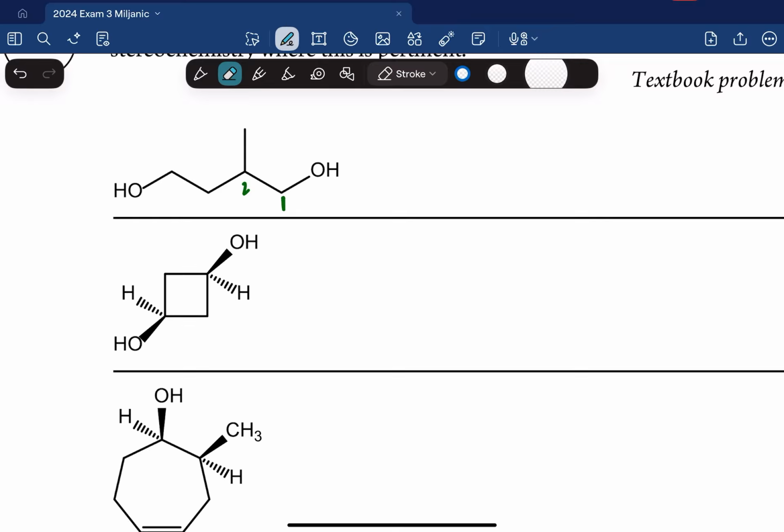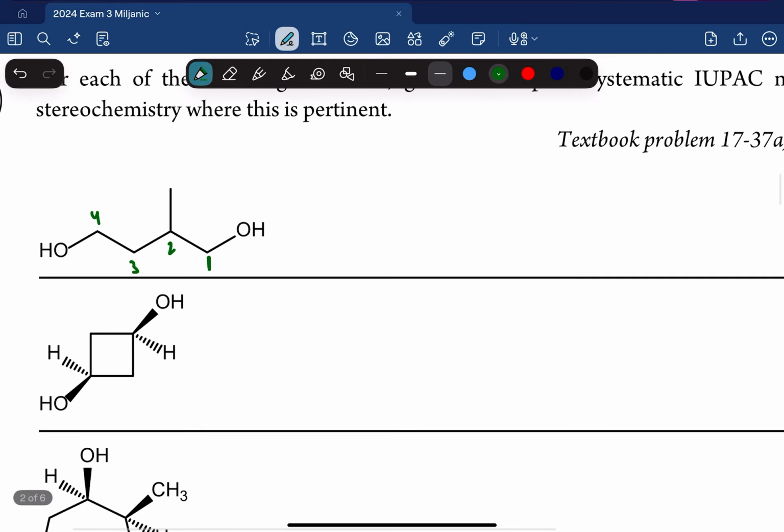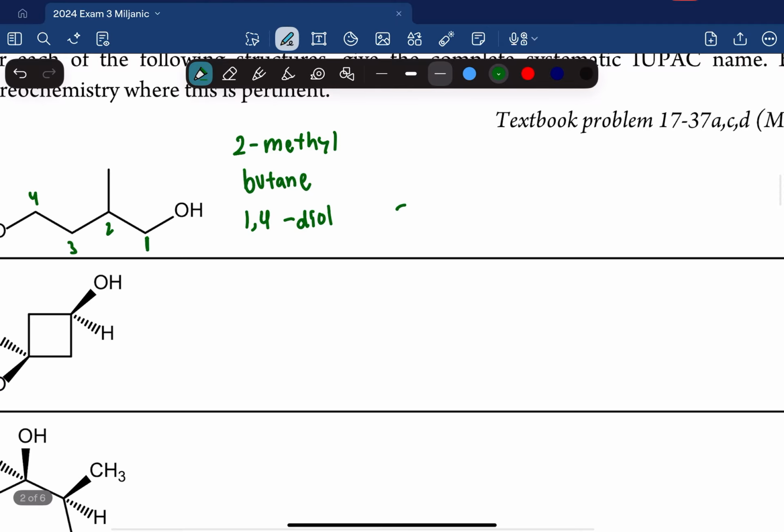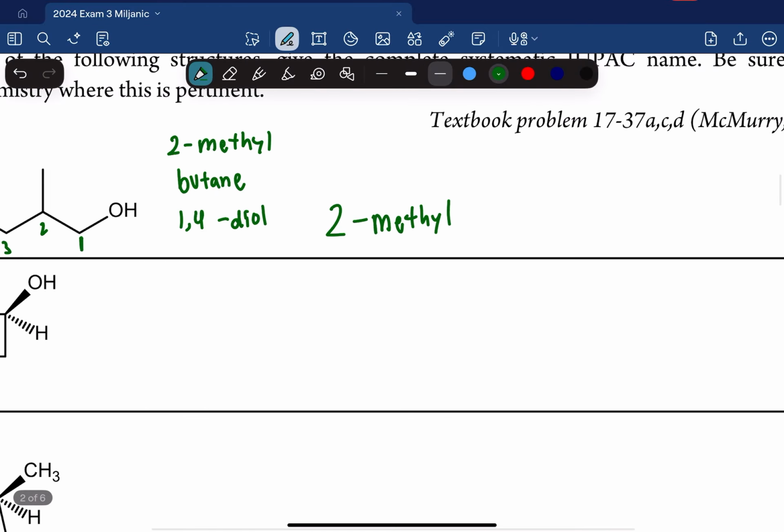So we're going to say 1, 2, 3, 4. Then you just want to label your substituents. So we see we have a 2-methyl. We know that our parent chain is a butane. And then we know there's 2 alcohols. There's a 1,4-diol. So to put this all together, there's a few ways to do it, but I think the easiest would be 2-methyl. And then you can say butane. And then 1,4.